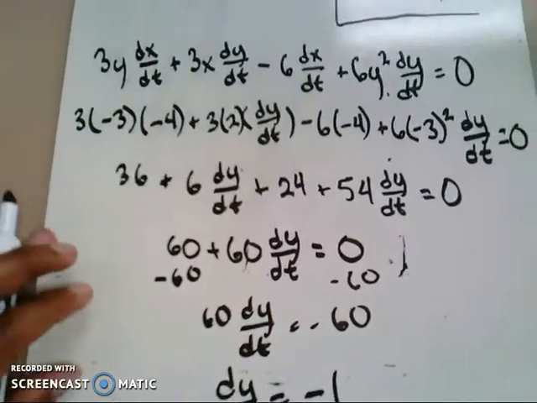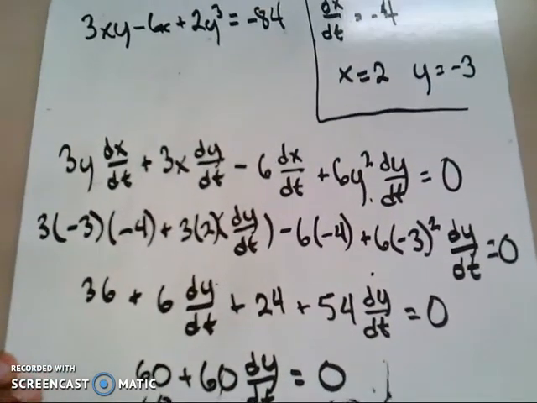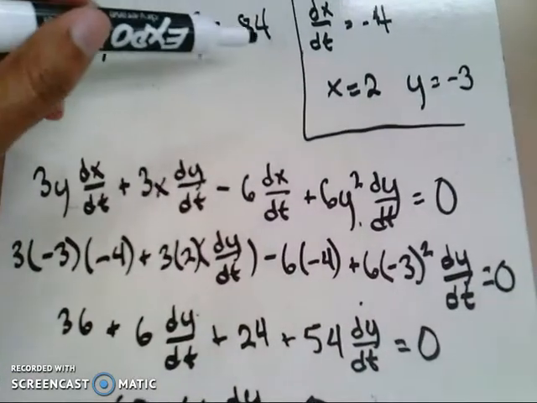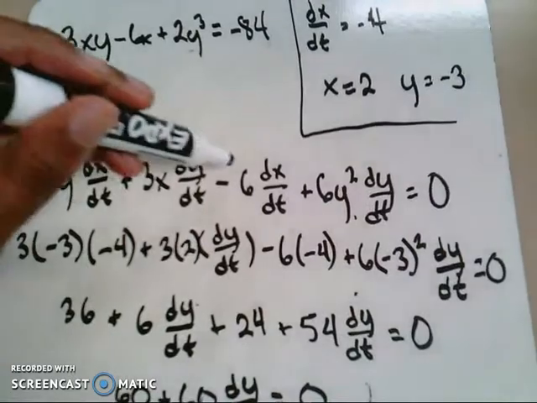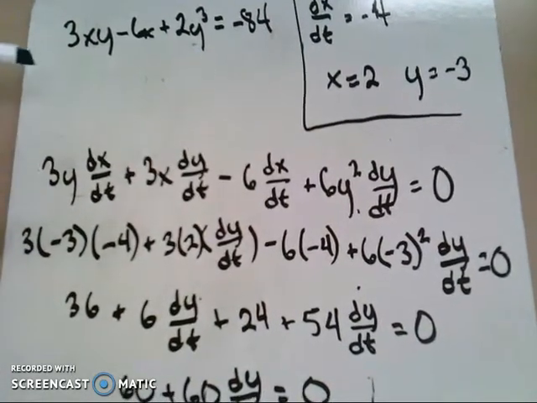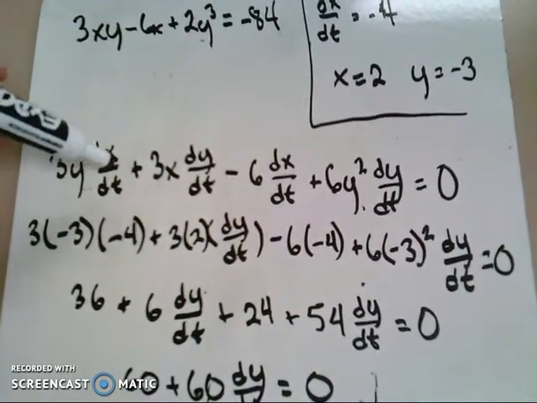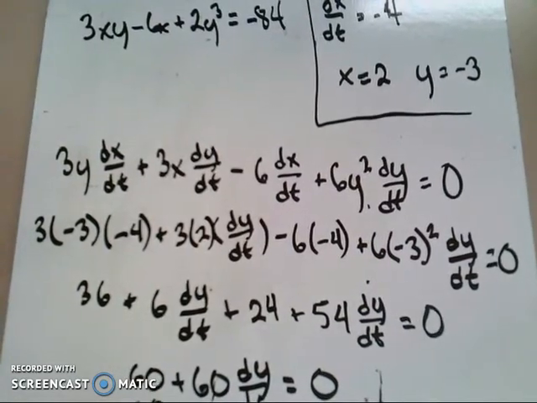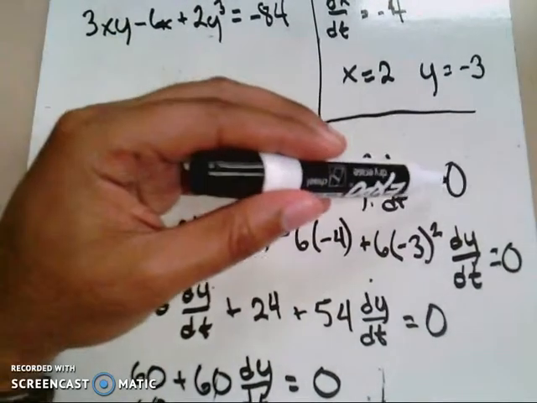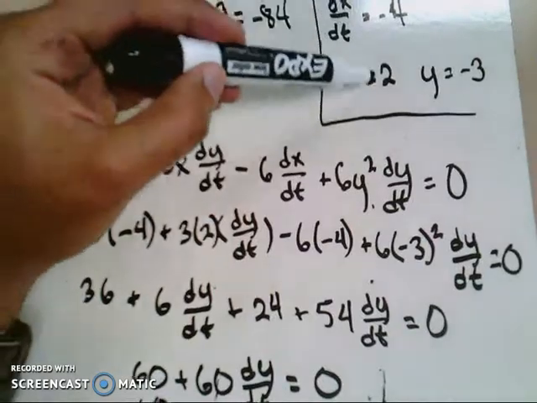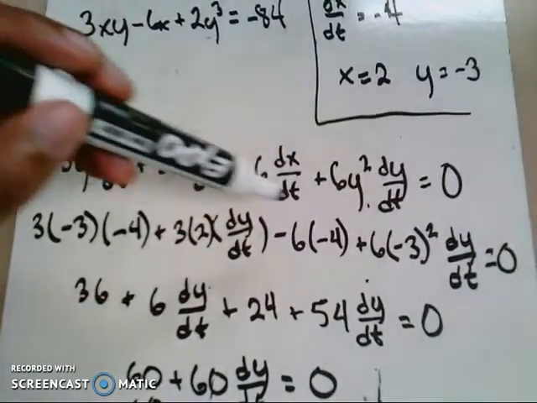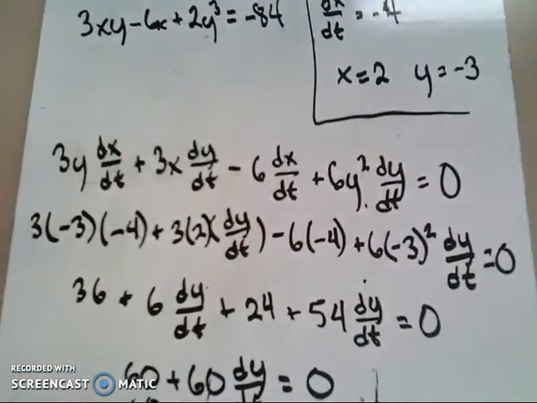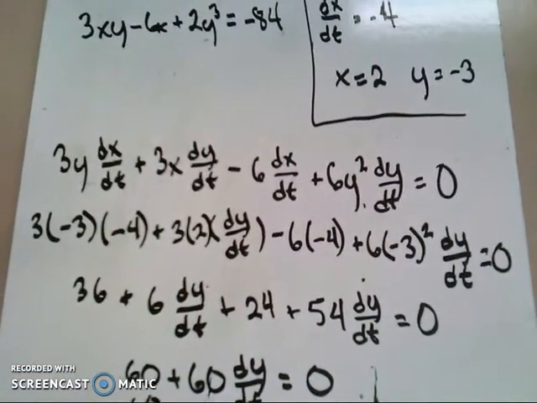So again, just recapping the steps. You start out with the equation. You are given some values. You find the derivative, being mindful that whenever you take the derivative of x or y, you have a dx/dt or a dy/dt attached to the end of it. And then after you find the derivative, you substitute the given values into your derivative equation, and then you continue solving for your unknown, which in this case was just dy/dt.